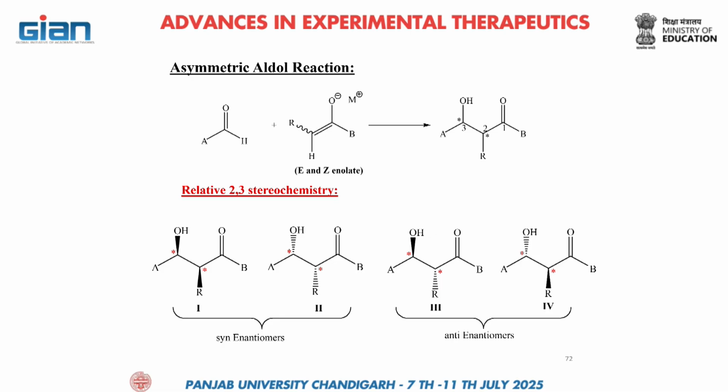Near the carbonyl group. So you have 2 atoms, carbon and oxygen. Now go to the part of your enolate. You have a carbon-carbon double bond, oxygen negative and metal positive.